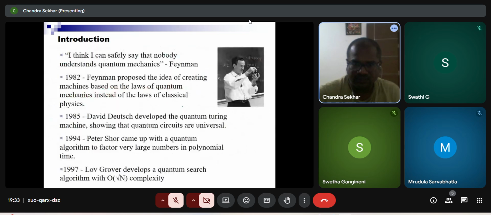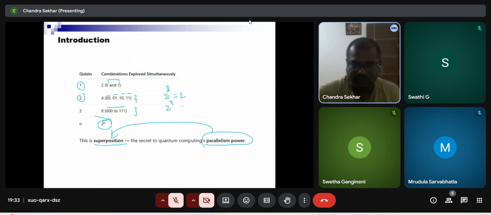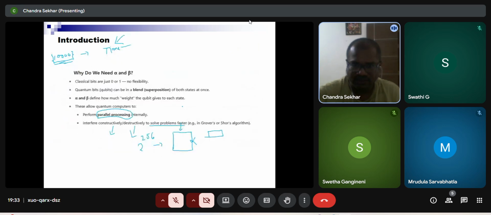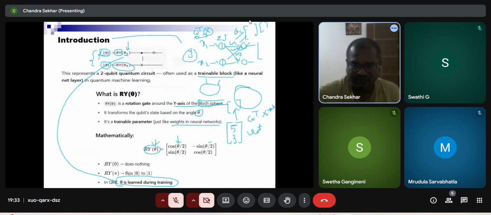What is meant by rotation? Suppose you substitute the data, say R pi means 180 degrees. If you substitute that, then what happens? See, cos 90 is 0, sin 90 is 1. I will show it, maybe next class. It will give values: minus sin 90, sin 90 means 1, and cos 90 is 0.